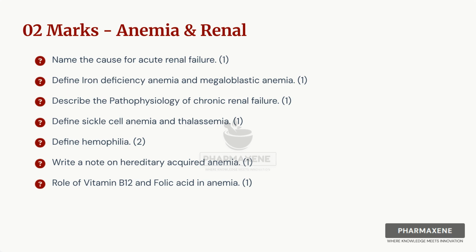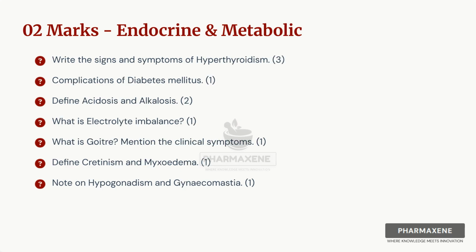hemophilia, hereditary acquired anemia, and the role of vitamin B12 and folic acid in anemia. For endocrine and metabolic topics, 2-mark questions include hyperthyroidism symptoms, diabetes mellitus complications, acidosis and alkalosis, electrolyte imbalance, goitre, cretinism and myxoedema, and hypogonadism and gynecomastia.